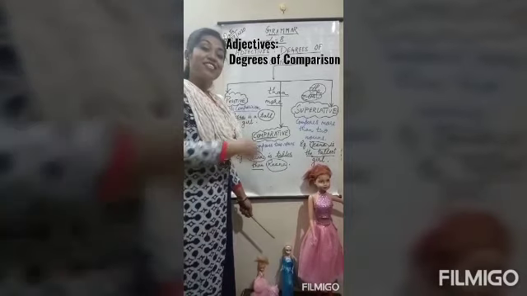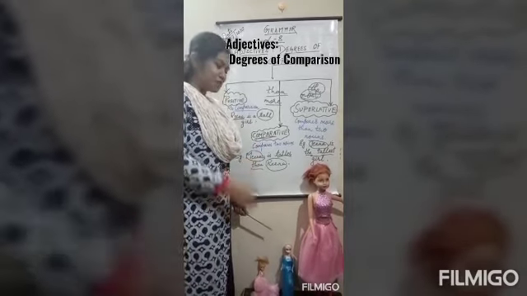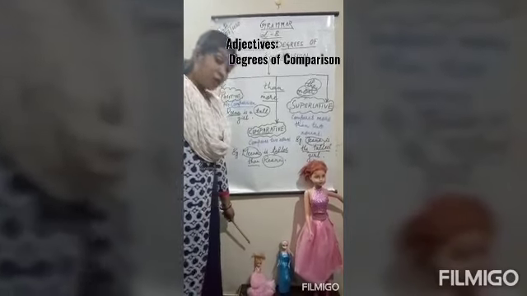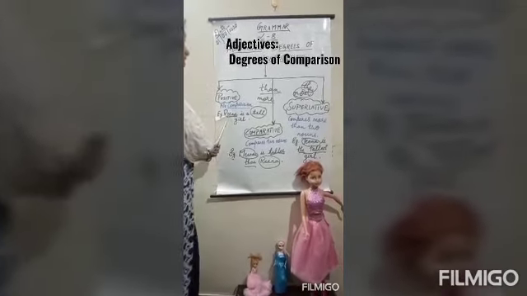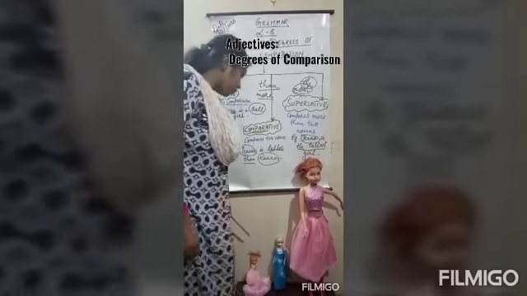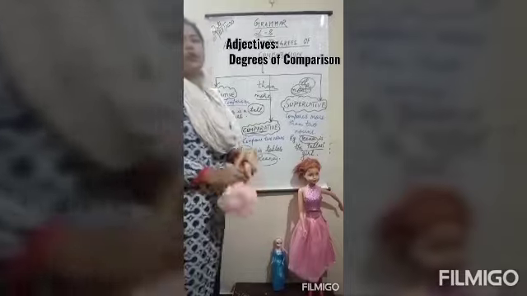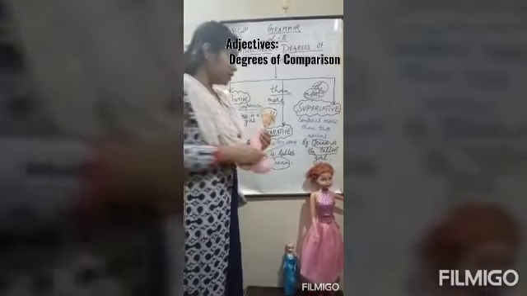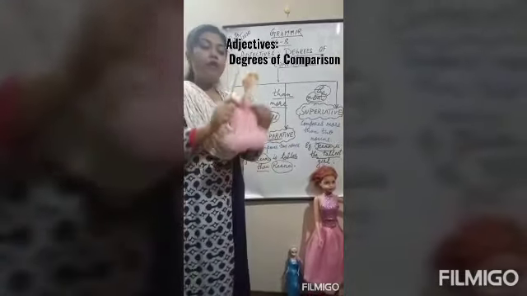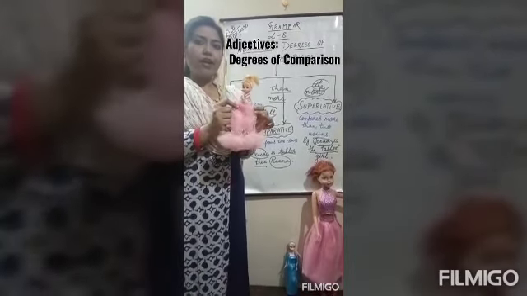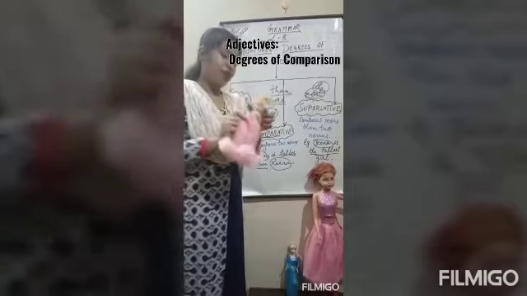Dear students, let's see this interesting example. Okay, first is positive degree. Suppose this pink doll, she is Reena. Now, if we consider only this doll, we are not doing any comparison of this doll with the other two dolls. We are only describing this doll as a tall doll. Or Reena is tall.